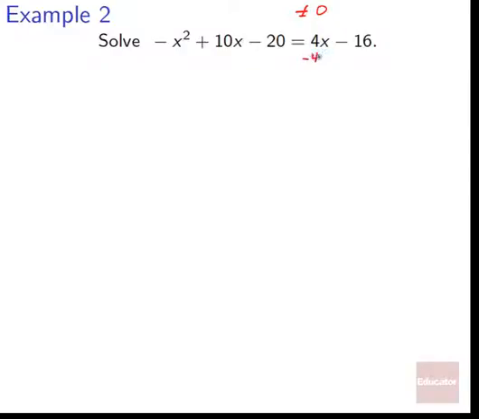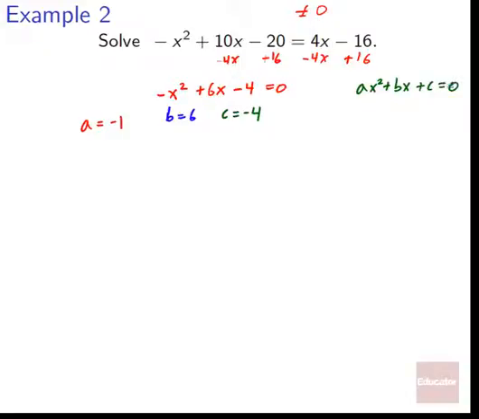We subtract by 4x. We add 16. We get negative x squared plus 6x minus 4 equals 0. Great. So we're now set up. So we've got a equals negative 1, b equals 6, c equals negative 4. We're in that format, right? Our normal format is ax squared plus bx plus c equals 0. So we've got that parallel.